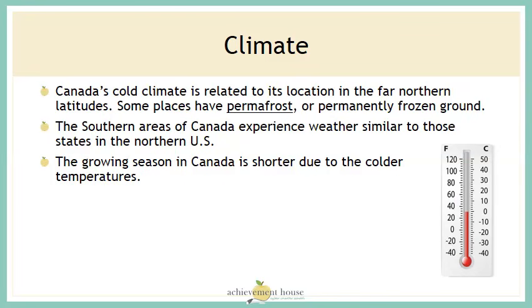When studying the geography of an area, you should also look at its climate. Canada's cold temperature is related to its location in the far northern latitudes. Some places have permafrost or permanently frozen ground. The southern areas of Canada experience weather similar to those states in the northern United States. The growing season in Canada is shorter due to the colder temperatures.